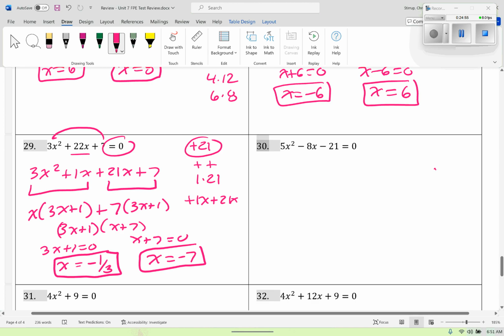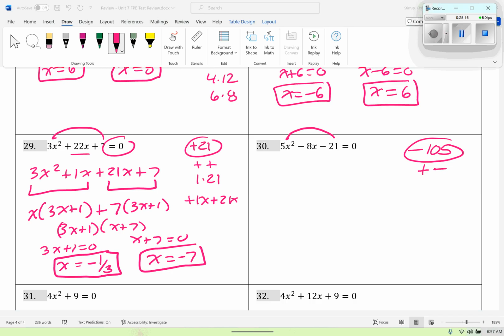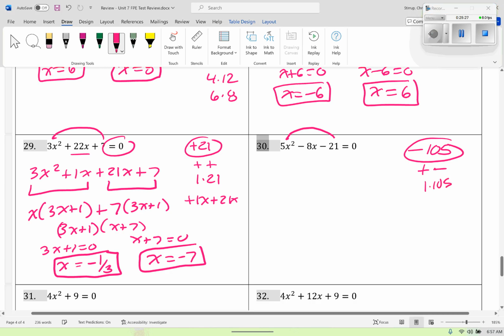For problem number 30, we have to do it the old way. We'll multiply those together. So negative 21 times 5 is negative 105. In order to get a negative, I have to have a positive and a negative. And I want to figure out what two numbers multiply together to give me negative 105, add together to give me negative 8. All right, so we want to figure out what two numbers multiply to give me negative 105 and add to give me negative 8. So 1 and 105.